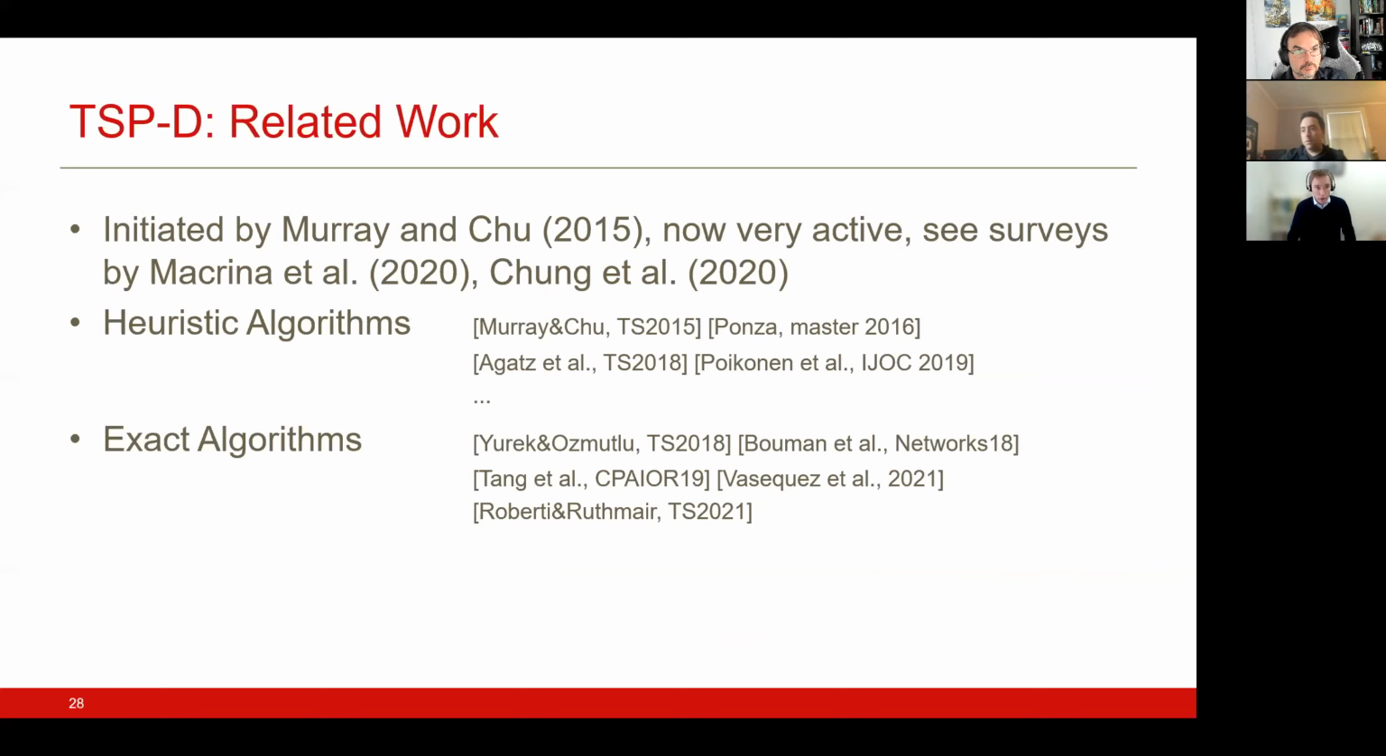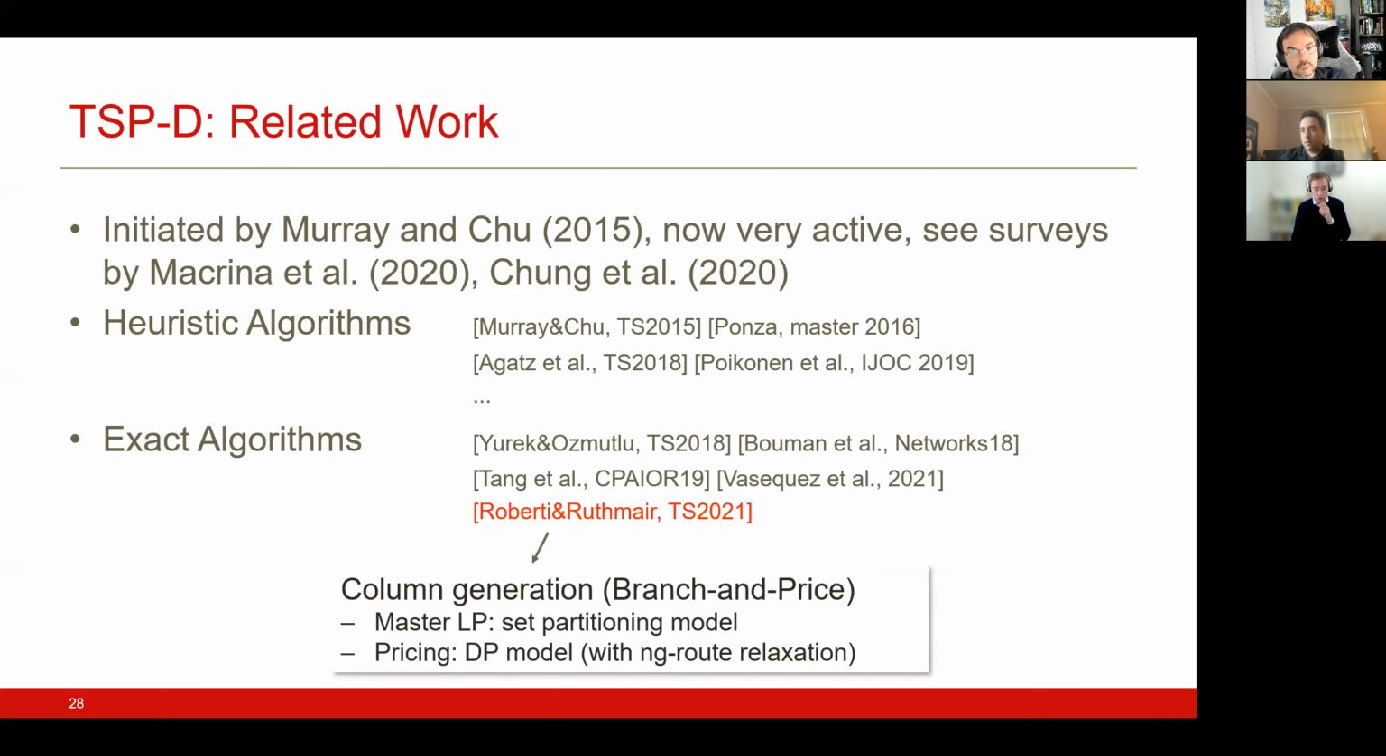There is a lot of literature already on this, even though it's a quite new application. And the current state of the art in finding a good bound for this application, as well as optimal solutions, is one by Roberti and Ruthmeyer, published earlier this year in Transportation Science. And in fact, their approach uses branch-and-price and column generation. It has a similar structure as we discussed for graph coloring. It's a set partitioning formulation. There's a pricing problem that tries to find new routes or new columns, and it embeds all of this in a branch-and-price.